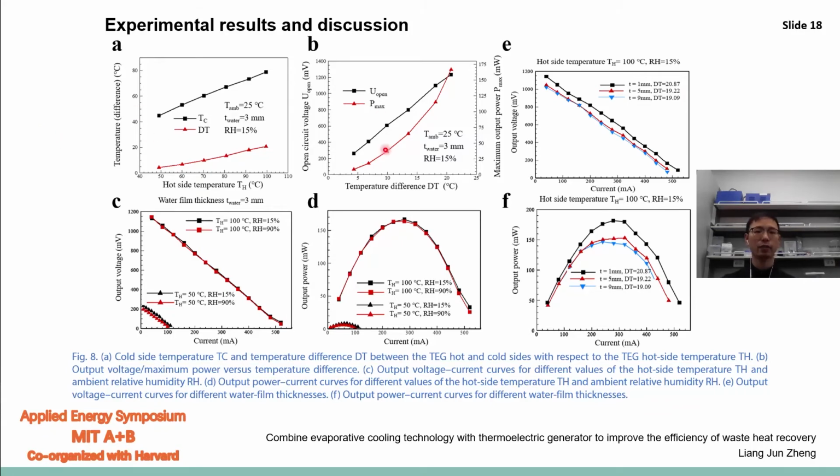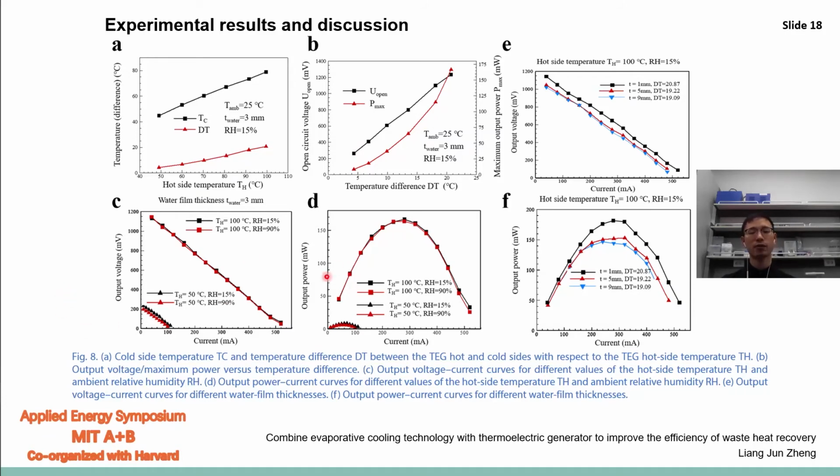Figures A and B are for figuring out the effects of the hot side temperature. First, we fix the water film thickness at 3 mm, the environment temperature at 25 degrees Celsius, and the relative humidity at 15%. Now, as the hot side temperature increases, the cold side temperature and the temperature difference both increase. So the output voltage and the maximum output power increase.